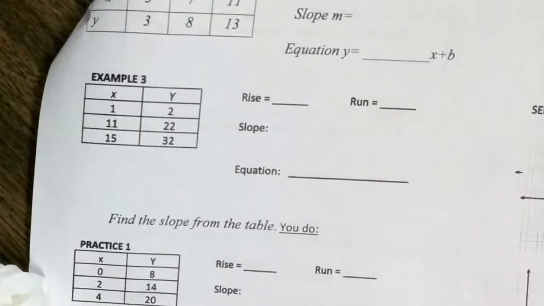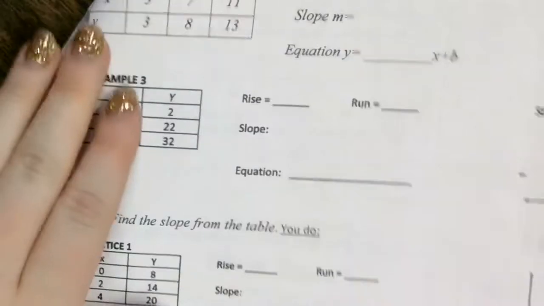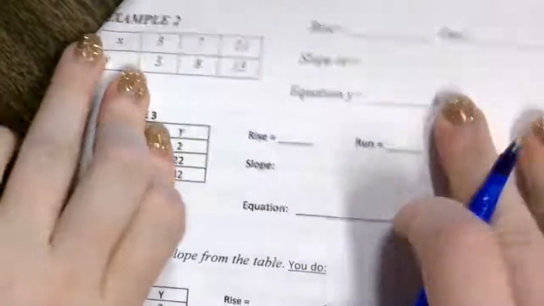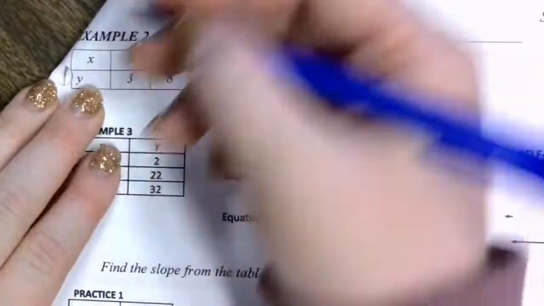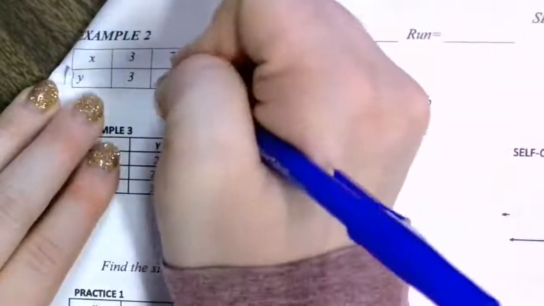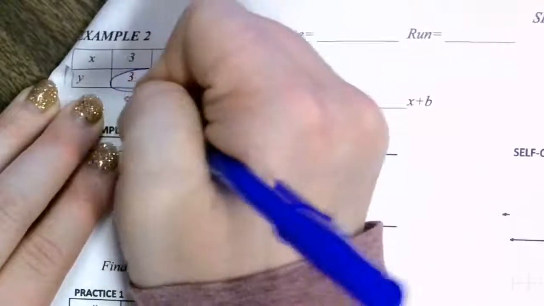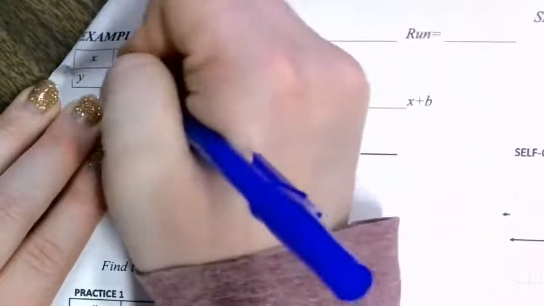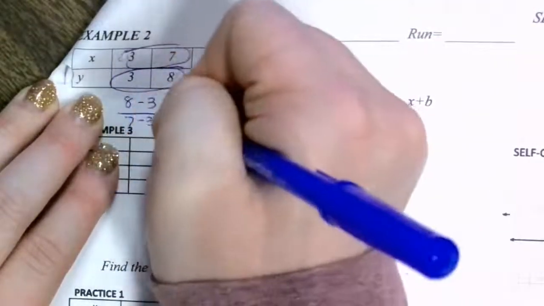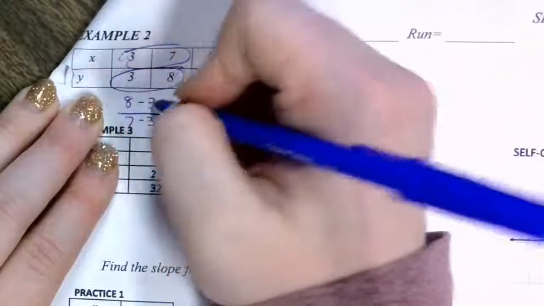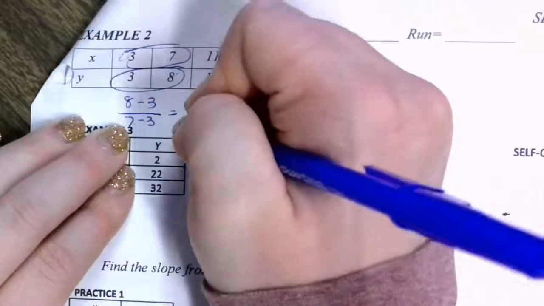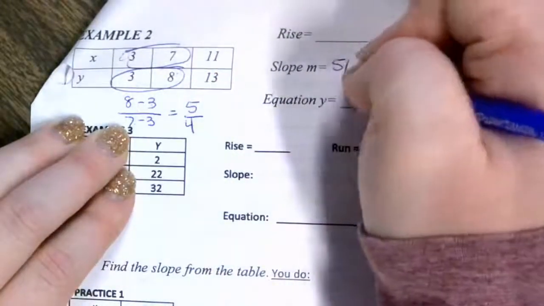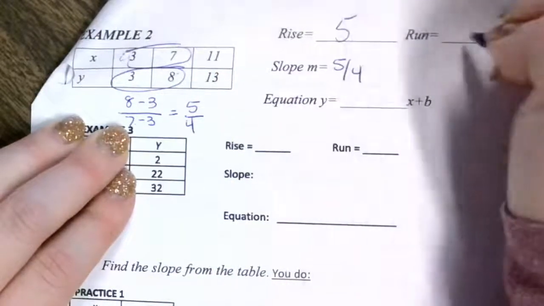Alright, our next one, we have our x's right here and our y's here. So I'm going to do 8 minus 3 on top, 7 minus 3 on bottom. So that's going to give me 8 minus 3 is 5. 7 minus 3 is 4. So my slope is 5 over 4, meaning my rise is 5, my run is 4.